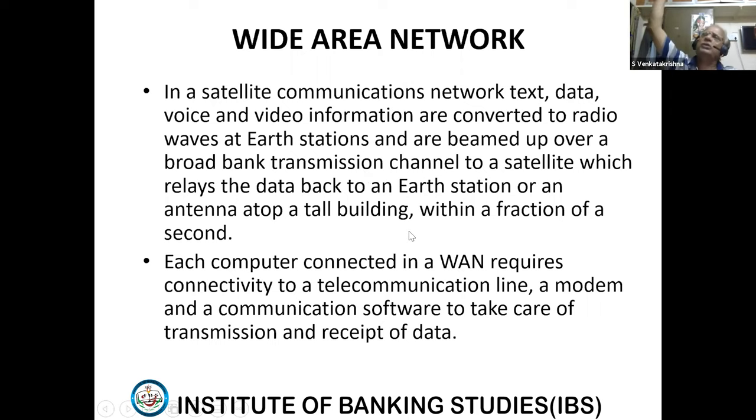Its job is to pass on to the antenna in a big building. That's all. That antenna will pass it on to the system, whether it is a TV or your computer or any other system. Within a fraction of a second, it happens. Each computer connected in a WAN requires a telecommunication line, a modem, and communication software to take care of the transmission and receive the data.